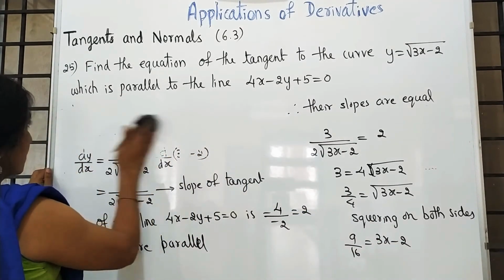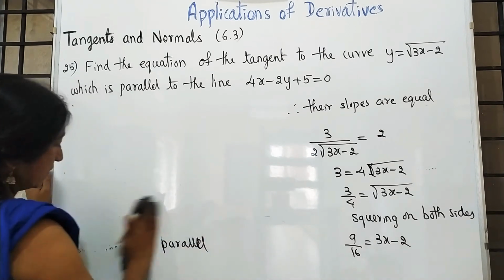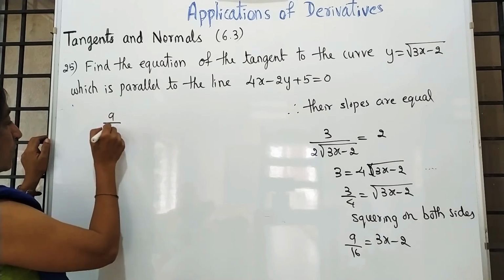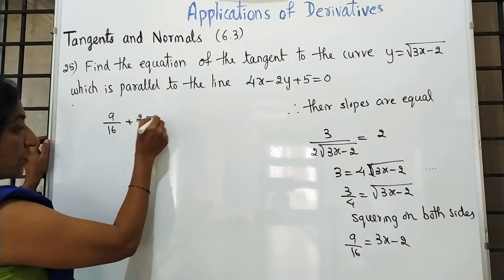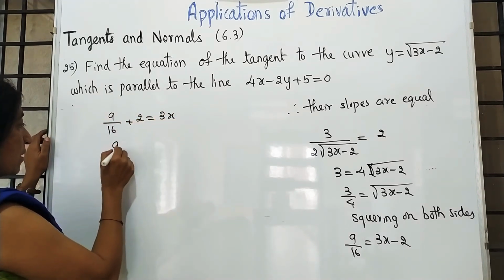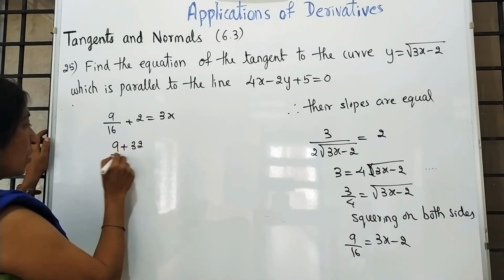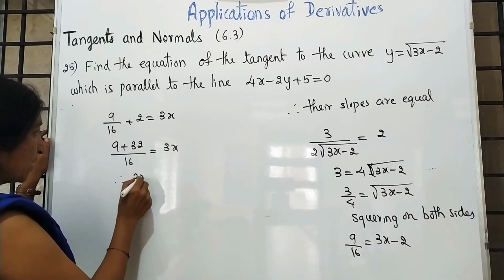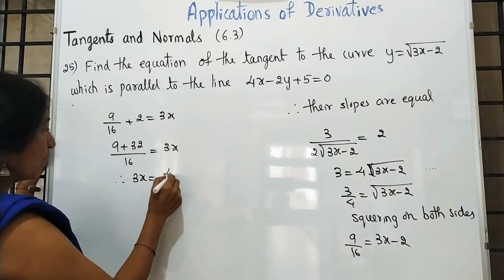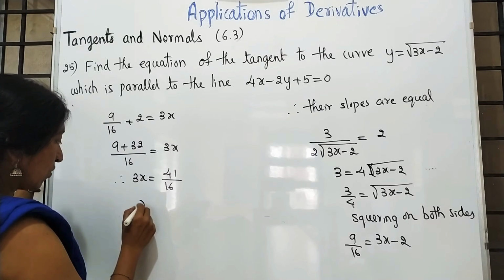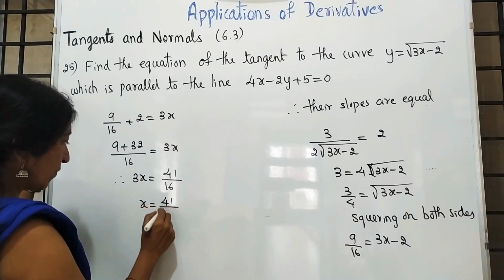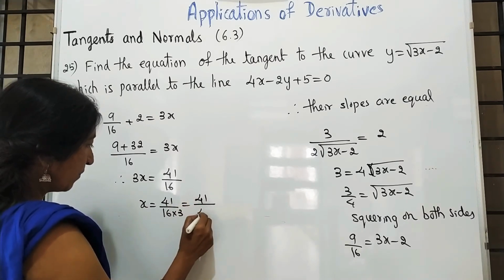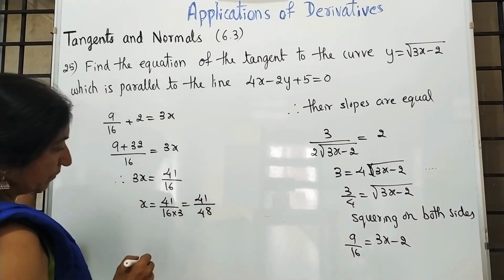Next. Nine upon 16 plus 2 is equal to 3x. 9 plus 32 upon 16 is equal to 3x. Therefore, 3x is equal to 41 upon 16, or x is 41 upon 16 into 3, that is 41 upon 48.